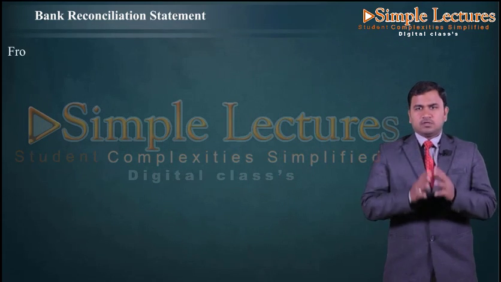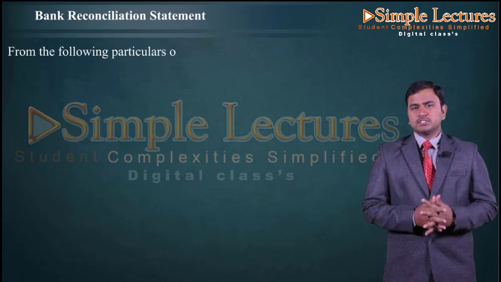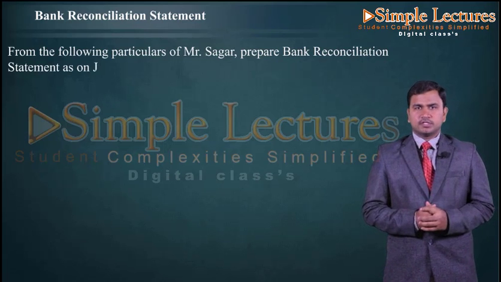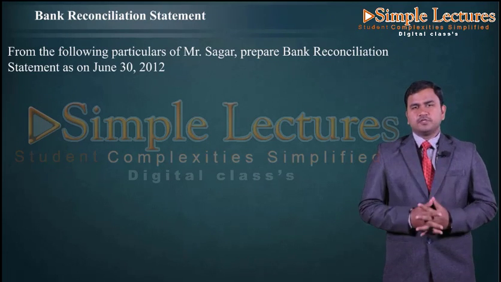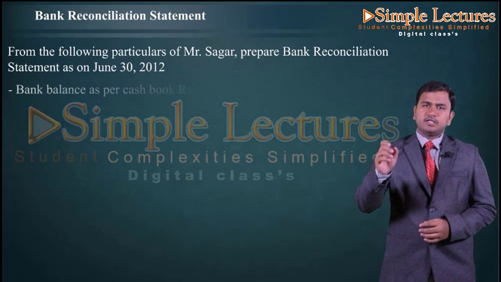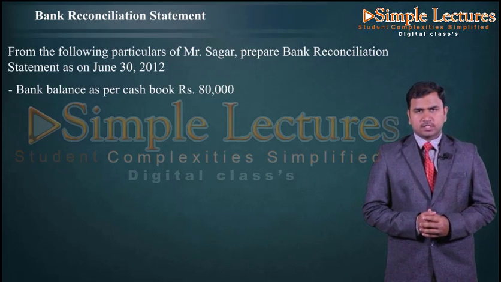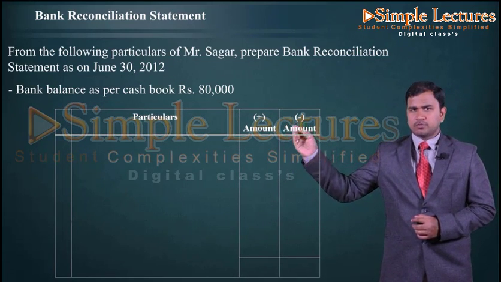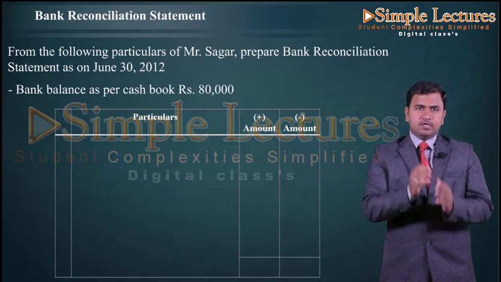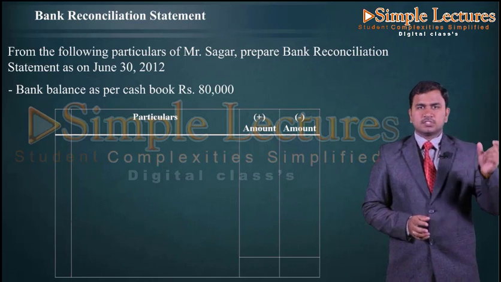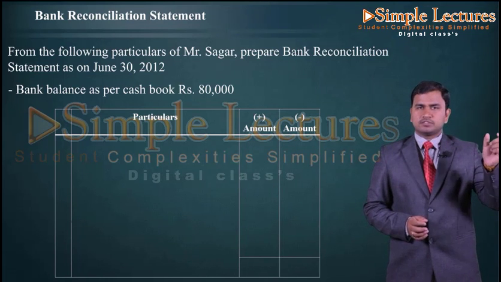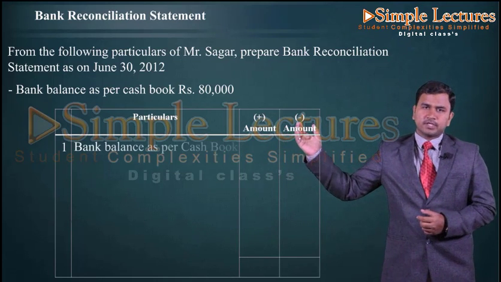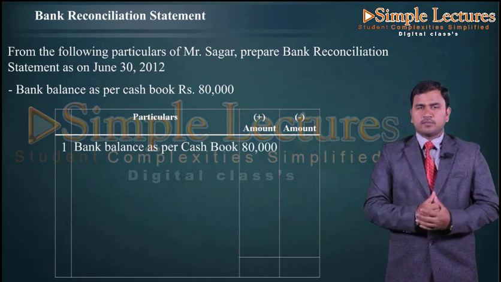From the following particulars of Mr. Sagar, prepare bank reconciliation statement as on June 30th, 2012. So, the first transaction we have is bank balance as per the cash book, rupees 80,000. So, here we are going to take the format which is serial number, particulars, positive amount column and negative amount column. So, the balance we have as per the cash book, which is 80,000, which is a positive amount, that is why we are going to take it in the positive amount column. Serial number 1, balance as per cash book 80,000 in the positive amount column.